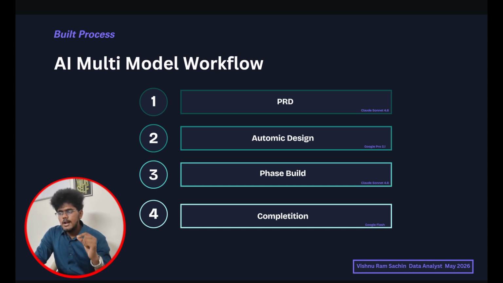And step 2 is atomic design. It is a methodology. By having the PRD, it breaks down into simple steps or phases, like phase 1, phase 2, or step 1, step 2. We have 10 steps so that it builds the overall project. So it is called atomic design.